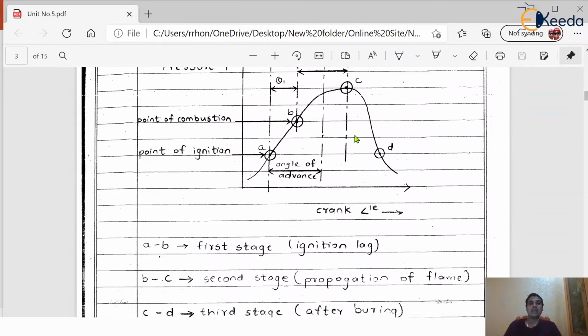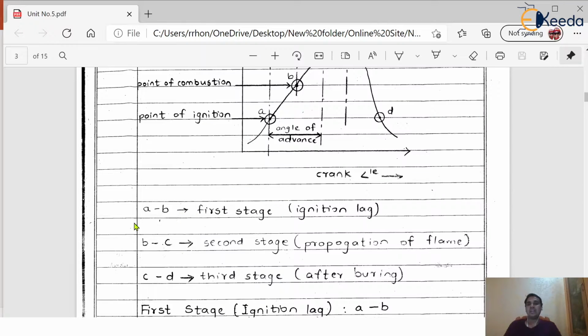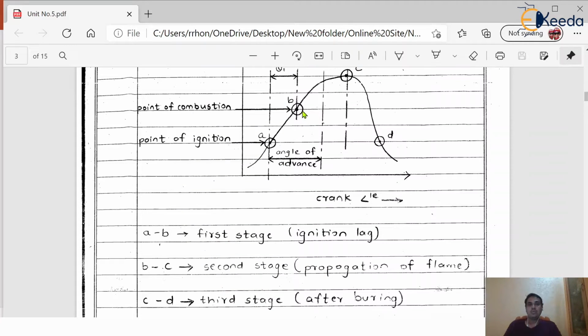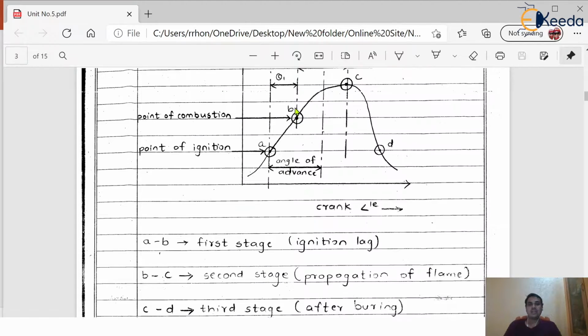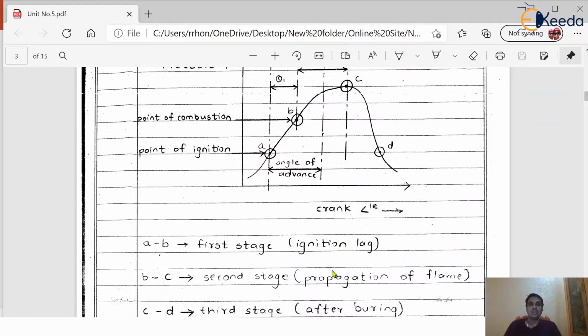So according to Sir Ricardo, there will be three basic stages of combustion. First is ignition lag, the second stage is propagation of flame, and the third stage is nothing but called the after burning. So please remember, dear friends, according to Sir Ricardo, there will be three stages of combustion. First one, A to B, is the first stage, and that is nothing but called the ignition lag. The second stage is the process between B to C, that is called propagation of flame, and C to D is nothing but called after burning.